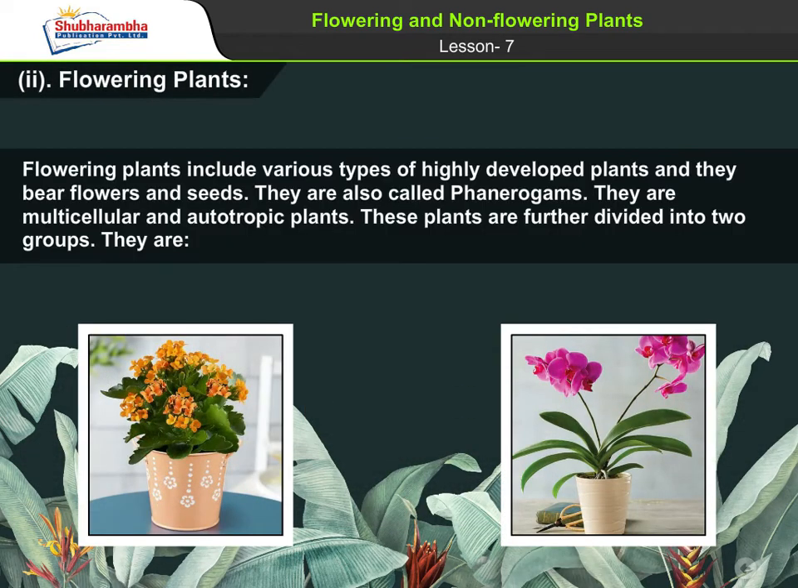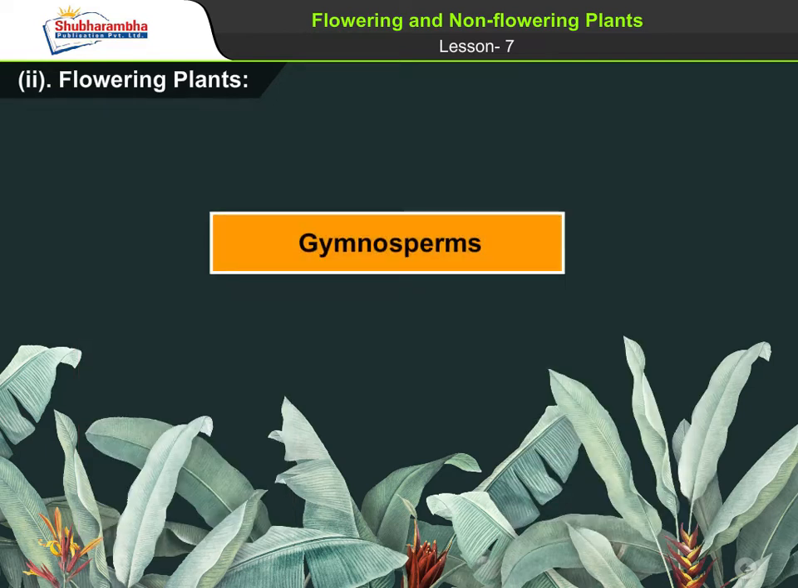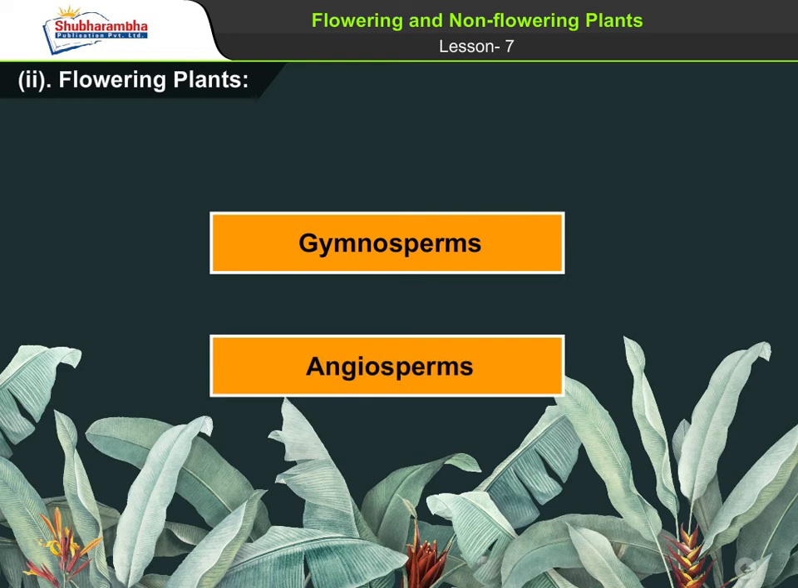Flowering plants. Flowering plants include various types of highly developed plants and they bear flowers and seeds. They are also called phanerogams. They are multicellular and autotrophic plants. These plants are further divided into two groups. They are: A. Gymnosperms. B. Angiosperms.